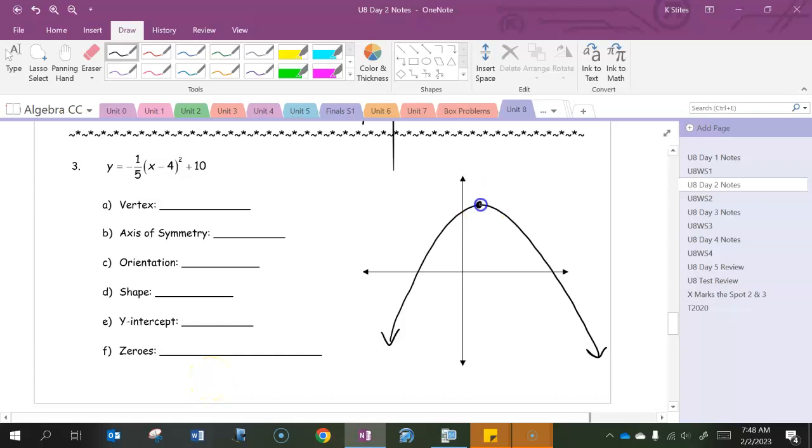Now let's see what stuff I can fill in without a calculator here. Vertex. Because I'm in vertex form, I can identify my vertex. Change the sign, keep the sign. So this is 4, 10.